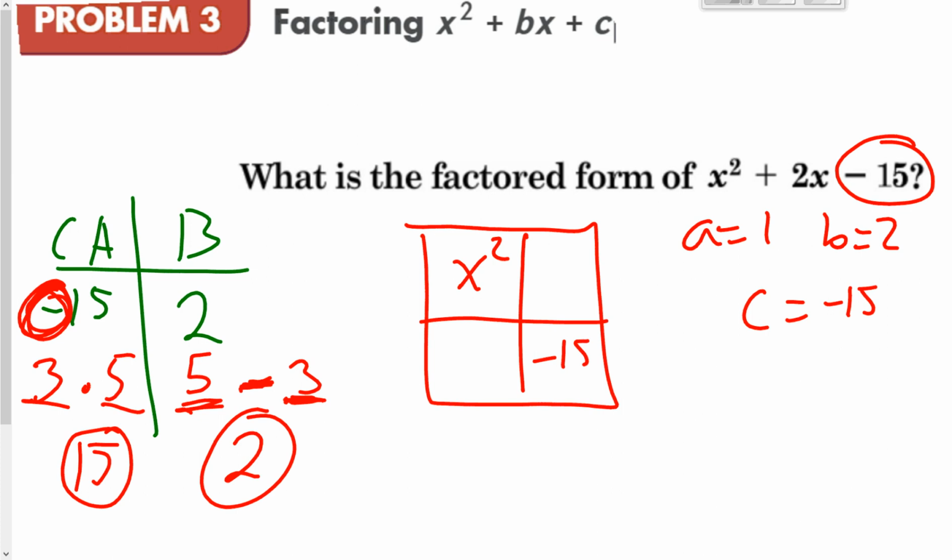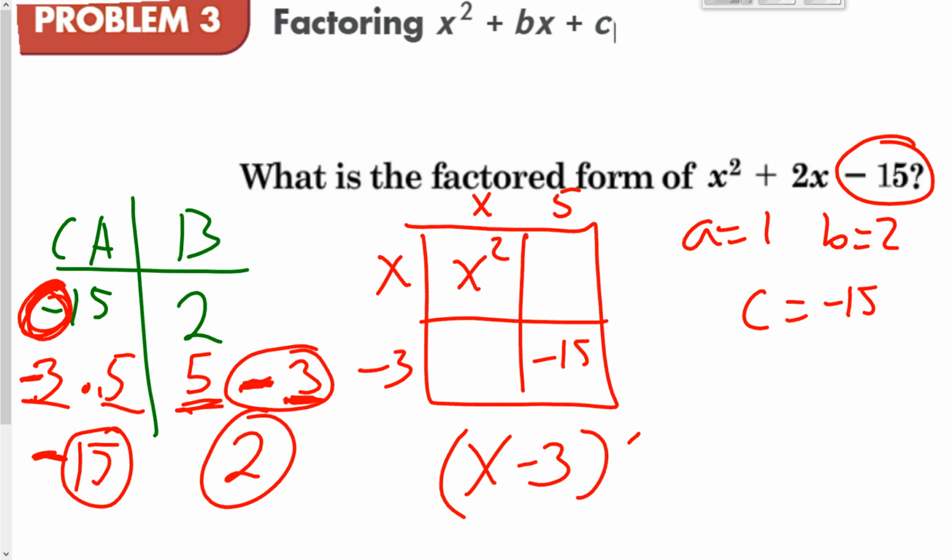But where's that negative? What number is that negative in front of? It's in front of the 3. Okay, so that means this needs to be negative, and that would create a negative 15, right? Negative 3 times 5 is a negative 15. So that negative is going to stay with that 3 because the negative's in front of the 3. And then the 5 here, and then what times what is x squared? Well, that's x and x. So then I have my two binomials, x minus 3 and x plus 5, sorry.